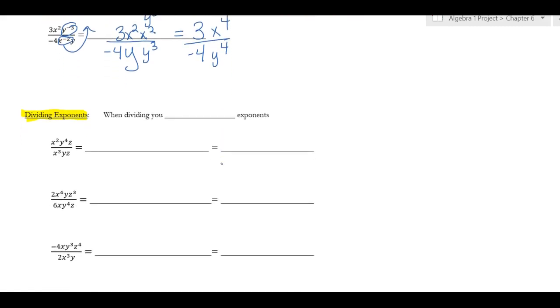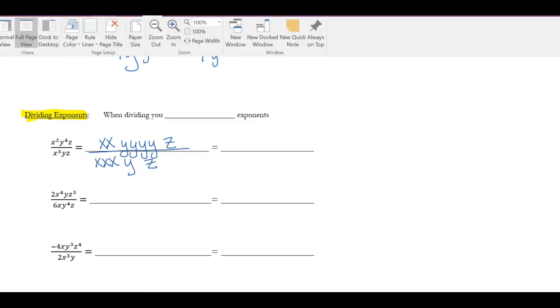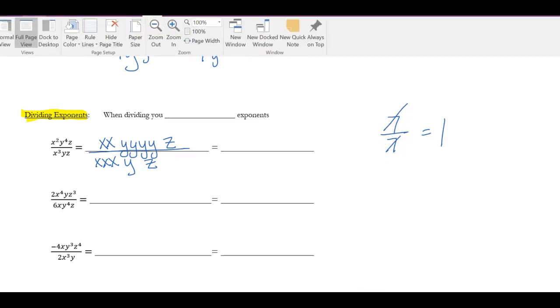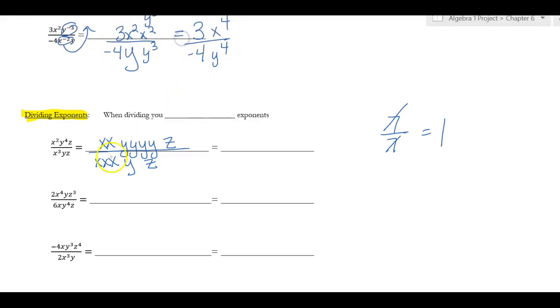All right, now dividing. This is one where I want to expand it like we did with multiplying in exponents, because it'll help you see. So I got 2 x's on top, 4 y's on top, and a z. Treat that line there. And then I have 3 x's, a y, and a z. Now what happens is if I have something on the top, it's just like doing 7 divided by 7. Well, 7 divided by 7 is just 1, because I have one 7 on top, one 7 on the bottom. So what happens here is I can actually eliminate things.